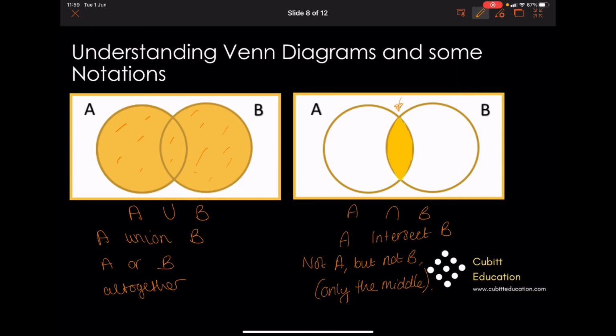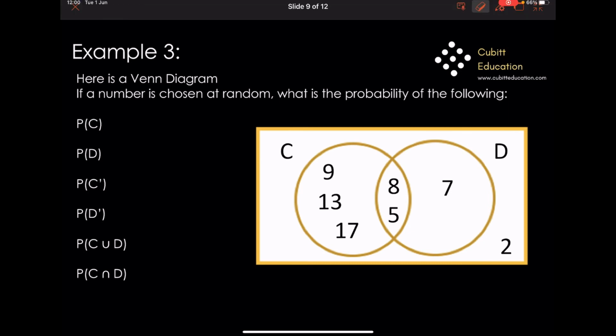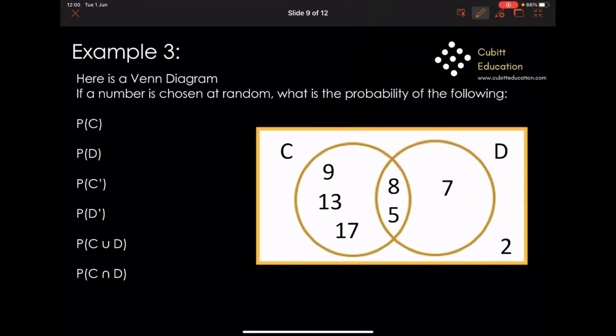So what I'm going to do is, hopefully you've taken down notes on all of those, because we're going to do some examples now, and hopefully you'll be able to understand it a little bit better. Here is another example of a Venn diagram, and it wants to know if a number is chosen at random, what is the probability of getting the following? If you'd like to have a go at these questions first before I go through the answers, you can.